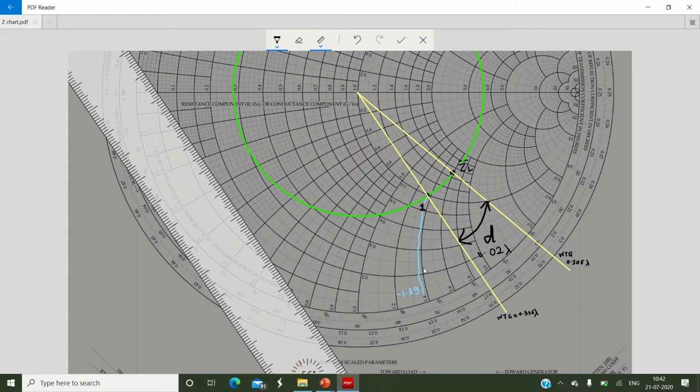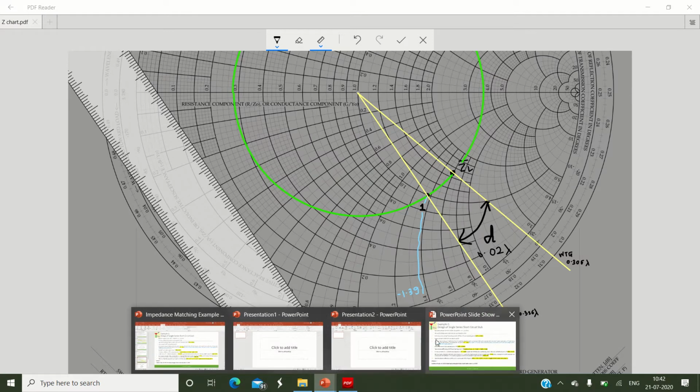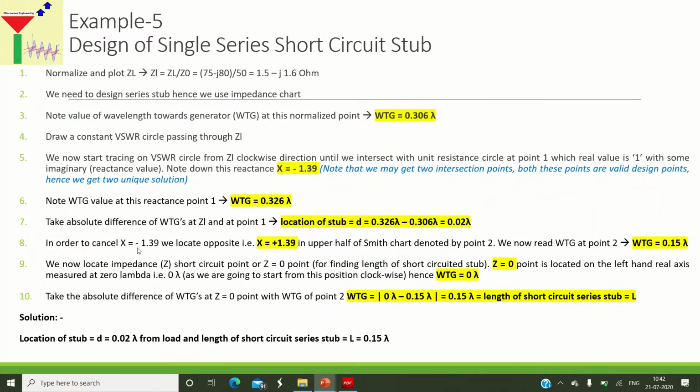So how to find the length of that particular transmission line? Here we will locate the opposite value of the reactance. The reactance here is negative. We will take the same value of reactance but with opposite polarity, so we will plot a point representing pure reactance of plus 1.39. As per the slides, in order to cancel the reactance of minus 1.39, we locate the opposite reactance, which is exactly the same in magnitude but opposite in sign.